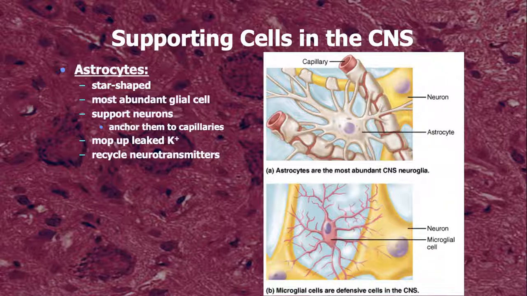When you see the prefix astro, what do you think of? Stars, astronomy. So these cells are star-shaped. So you see this guy over here, he's got his cell body, and then he's got all these extensions coming off of him. Okay, so let me tell you about him. First of all, he's the most abundant glial cell. There's lots of them. He can wrap himself around a neuron, and he can wrap himself around a capillary, and he holds them together. That's where the nerve glue kind of comes in here. So he's holding that neuron close to the capillary. Why is that going to be helpful to the neuron?